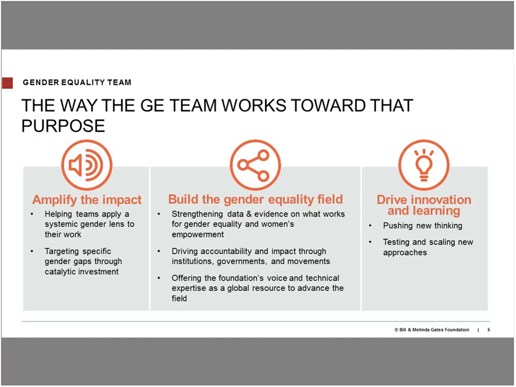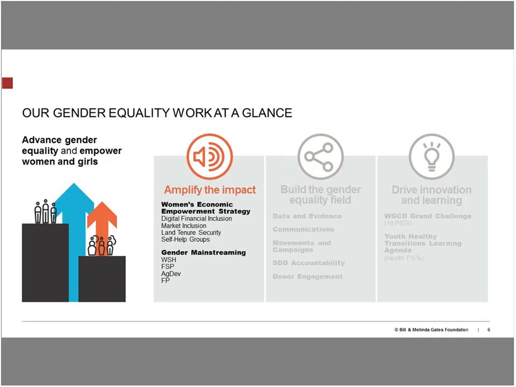And finally, they have a body of work under driving innovation and learning, and I'll show you a little bit about what is in each of those buckets. And here are the buckets. Under Amplify Impact, you can see that's where the Women's Economic Empowerment Strategy lives. There are 4 levers to it, which I'll talk about in a little bit. And importantly, it also contains the work that the GE team is doing in gender mainstreaming.